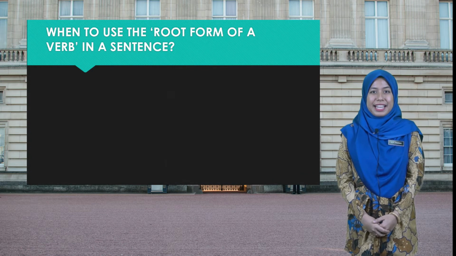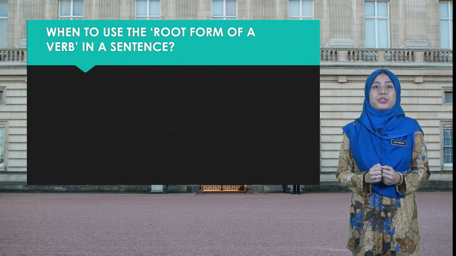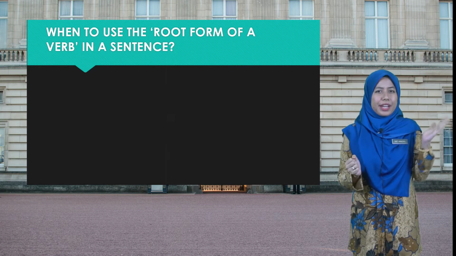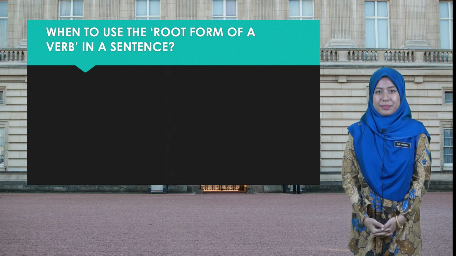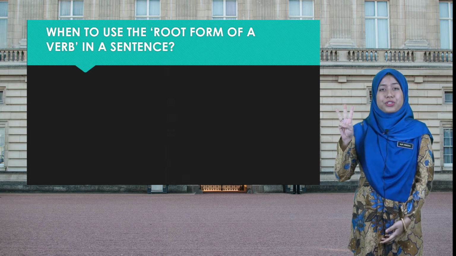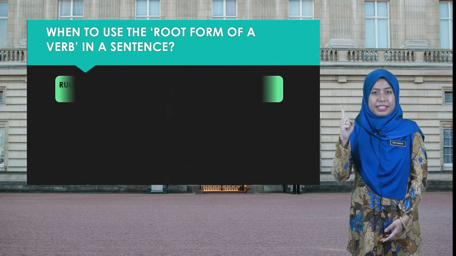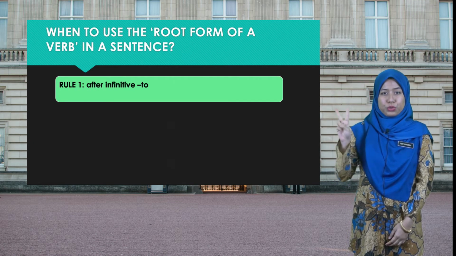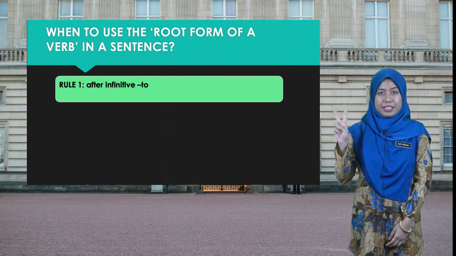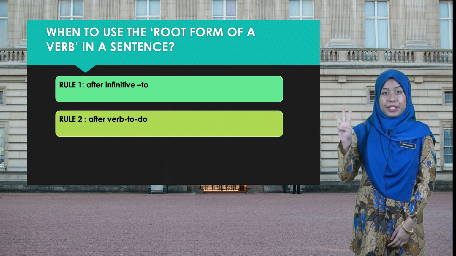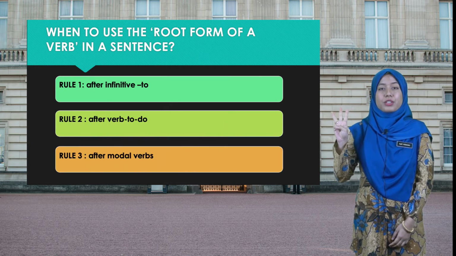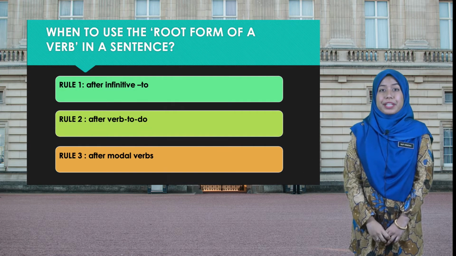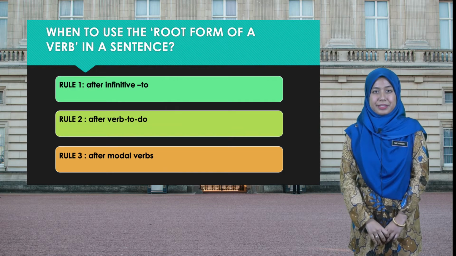All right, everyone. Now, you already know what a root form of a verb looks like. Do you know when and where to use it in a sentence? There are 3 rules that you should remember. Rule 1, root word after infinitive to. Rule 2, root word after verb to do. Rule 3, root word after modal verbs. I will explain more of these 3 rules in the next slide.